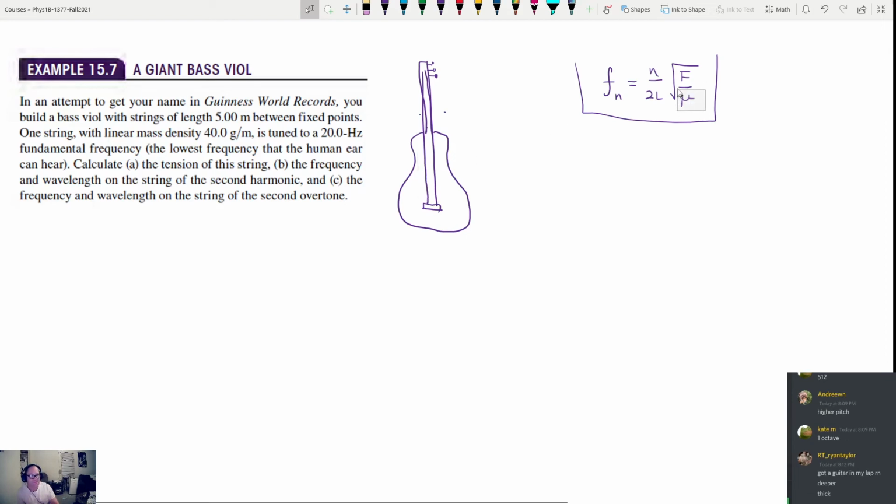And that's exactly what this equation says, right? The mass density is what shows up here. That's how thick the string is, how much mass per unit length. And so the bigger the thickness, the lower the frequency.